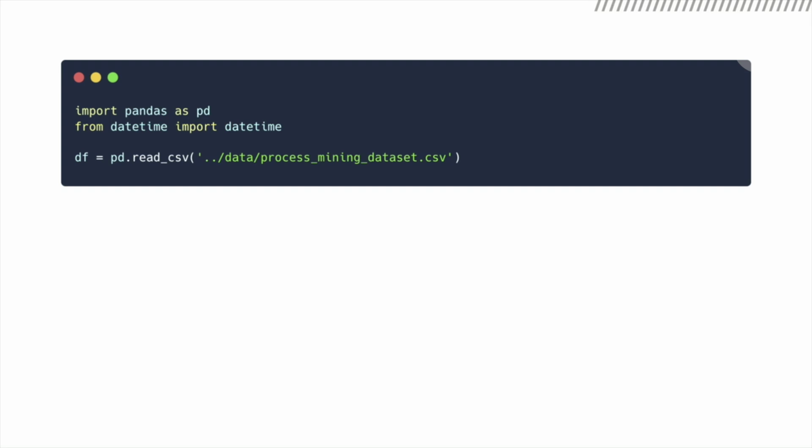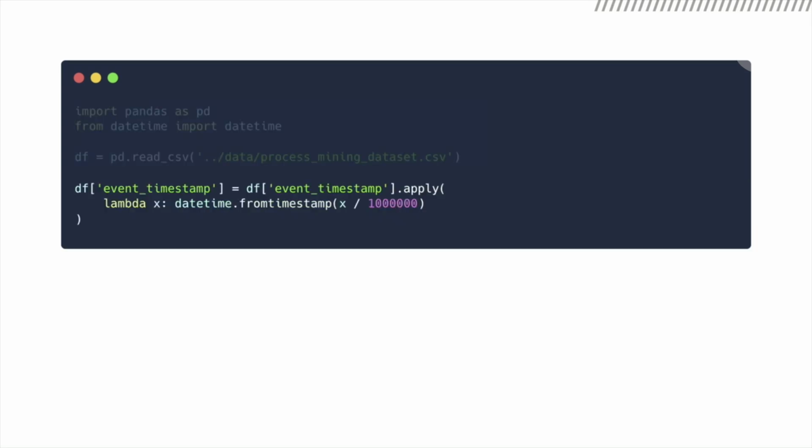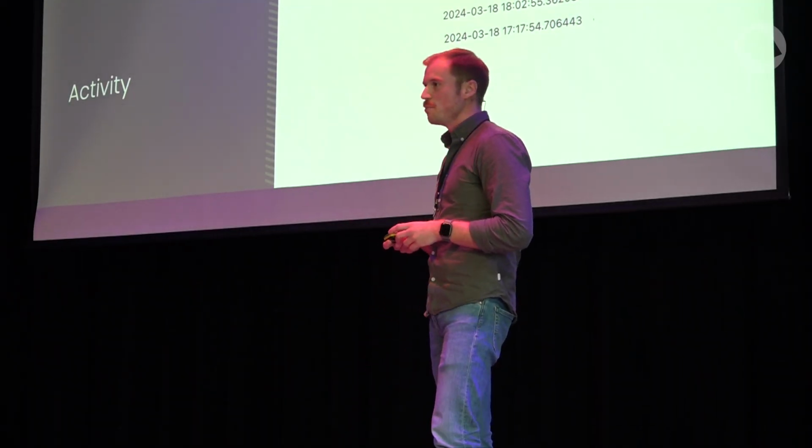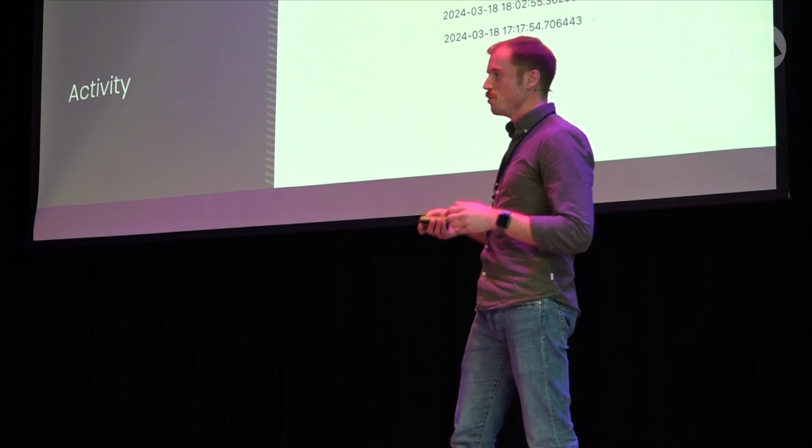So we loaded the data into a data frame, and then we converted the timestamp by dividing the number of microseconds by a million to get actual seconds, and then used the datetime function to translate this number of seconds to a readable date. And then we got something that we can read as humans, and also process mining tools can work with.